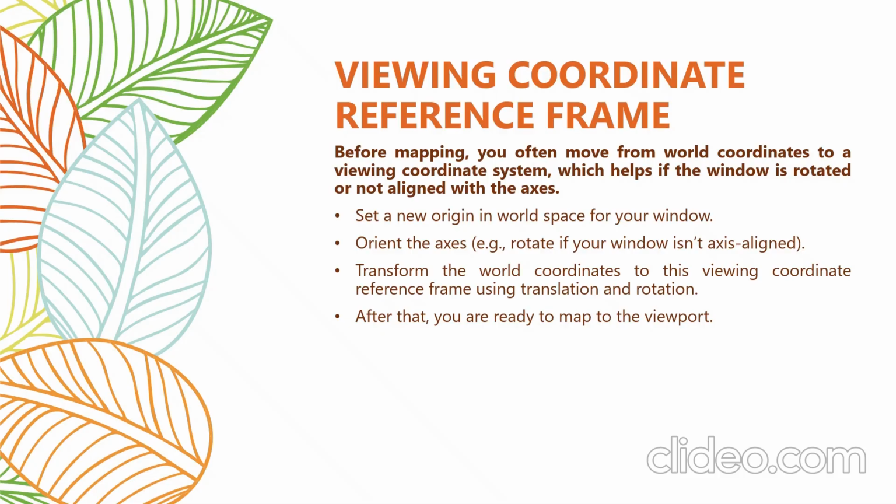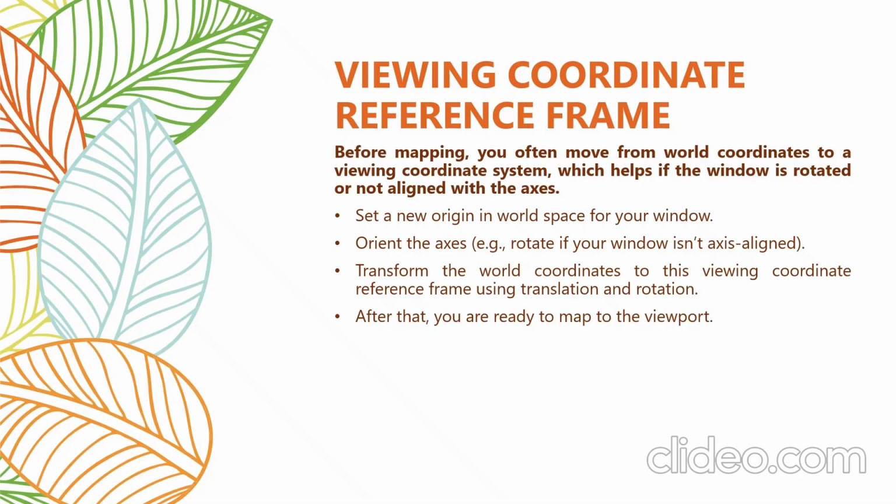So now let's understand the viewing coordinate reference frame. Before mapping, you often move from world coordinates to a viewing coordinate system, right? This will help us to determine if the window is rotated or not aligned with the axis. So we have to follow some steps, and that is called the viewing coordinate reference frame.